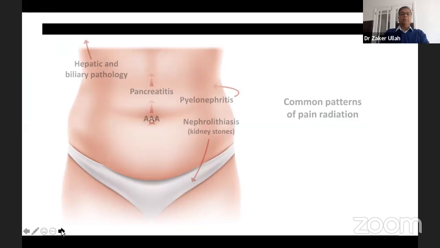Another important thing we have to remember is where the radiation of the pain is going. Radiation of the pain is very important to understand. If it is pyelonephritis, it comes from back to the front. Nephrolithiasis, or ureteric stone, goes from loin to groin area. Pancreatitis goes to the back. Abdominal aortic aneurysm causes severe abdominal to back pain as well. And hepatic and biliary pathology we normally get in the right hypochondriac area, going to the back as well. There are different signs we can talk about later on.